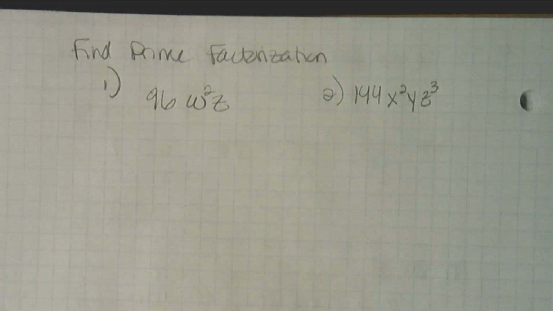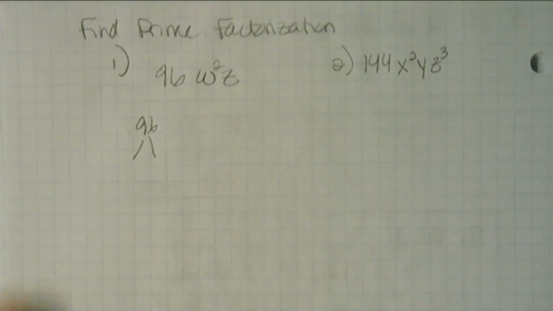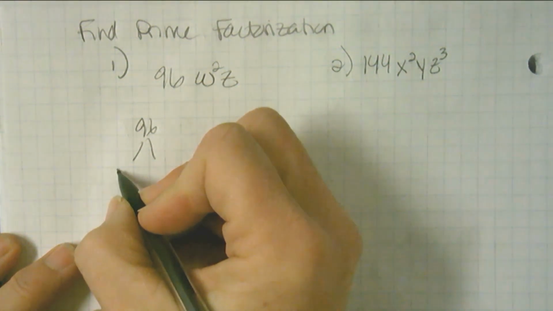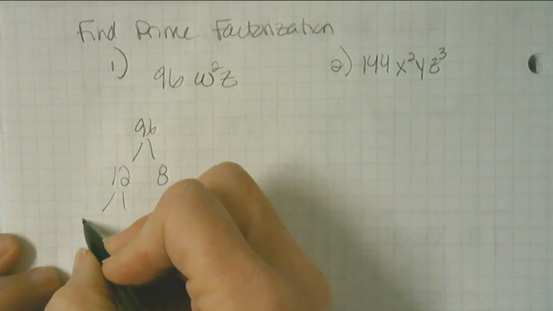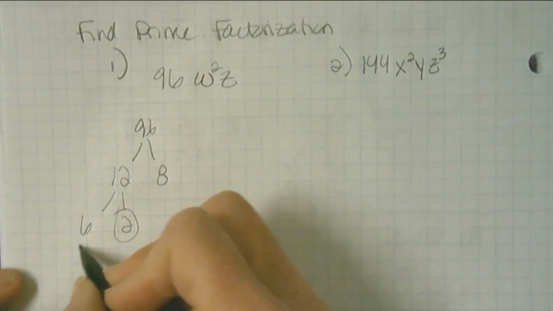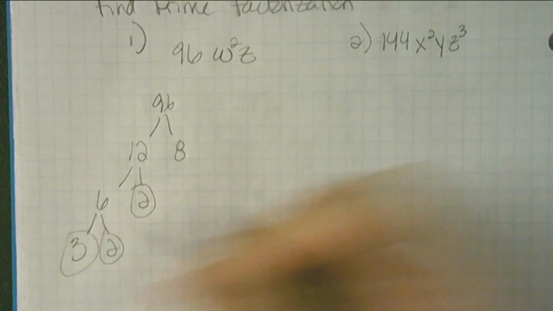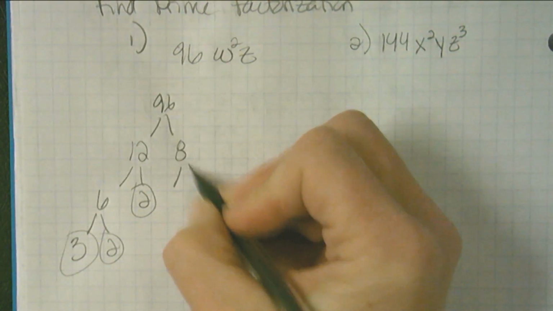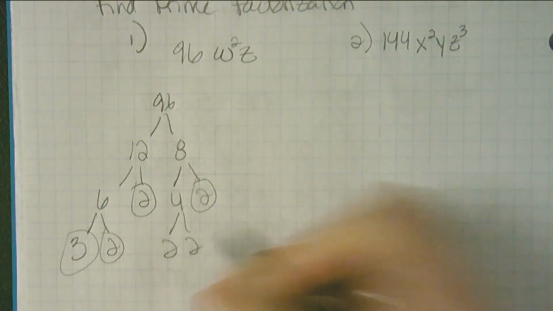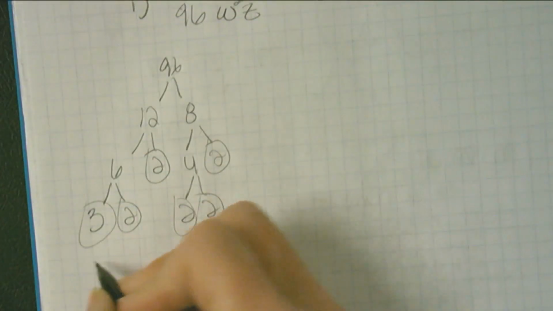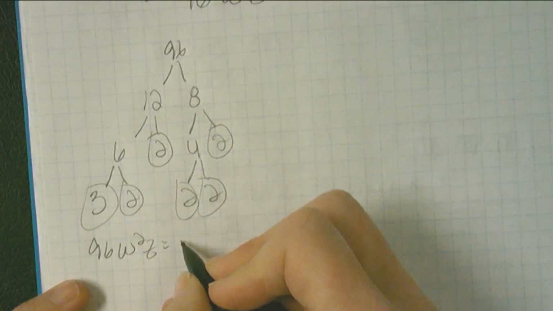Someone do the first one for me. Addison, go ahead, sweetie. 12 and 8, excellent. Excellent, 2 is prime, keep going. Excellent. Sweet. Okay, so go ahead and list that for me. So I have 96 W squared Z is equal to, go ahead, bud.